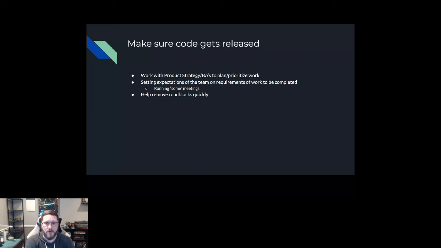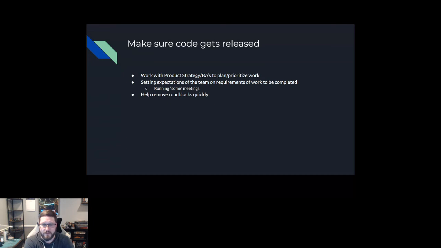So we have the normal ceremonies where we have planning meetings on Monday, or we do 2-week sprints. We have a planning meeting on the first Monday. Sprint starts on Tuesday. We generally have a weekly backlog refinement meeting. And then obviously we have the retrospective. And the retrospective really helps with the last one, which is helping remove roadblocks quickly.